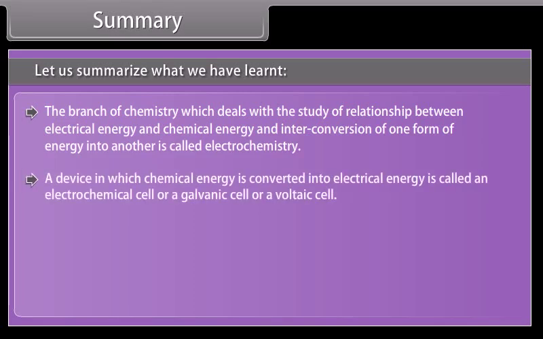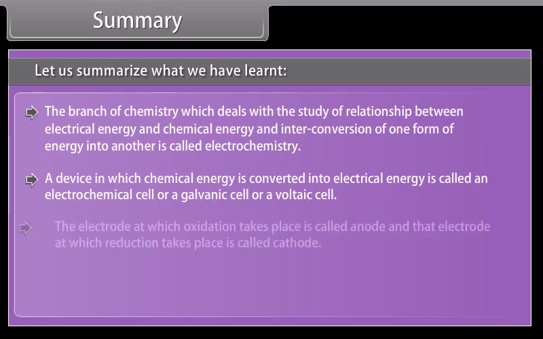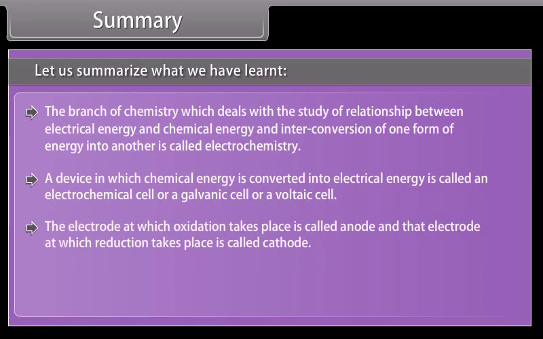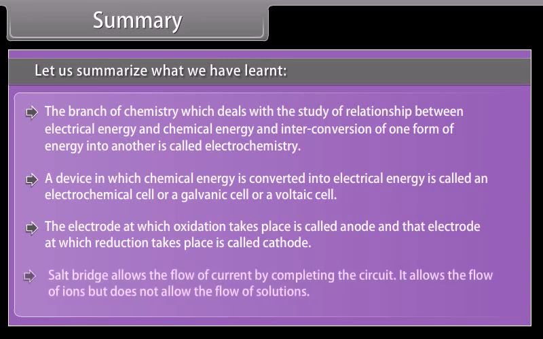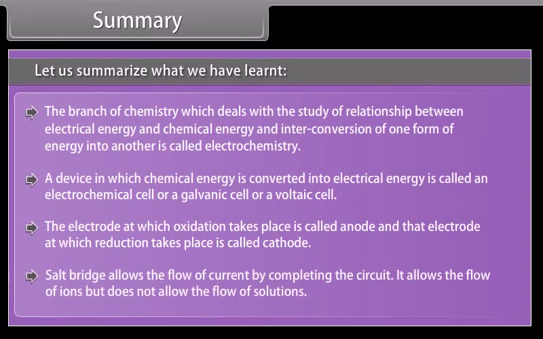A device in which chemical energy is converted into electrical energy is called an electrochemical cell or a galvanic cell or a voltaic cell. The electrode at which oxidation takes place is called anode, and that electrode at which reduction takes place is called cathode. Salt bridge allows the flow of current by completing the circuit. It allows the flow of ions but does not allow the flow of solutions.